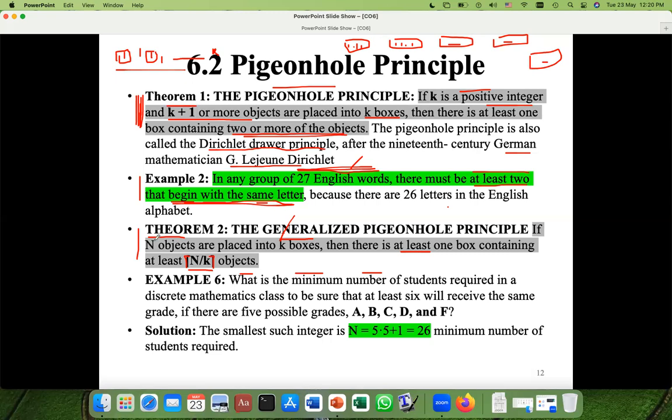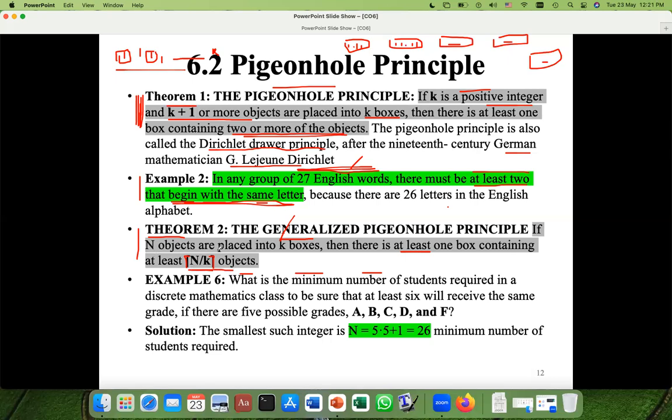But now your n is 21. So there is 1 extra. You can place that 1 extra in any box. If you place that 1 extra here, then this box will contain 5. That is 21 divided by 5, which is 4.2, and the ceiling function will give you 5. So that is 5 objects.